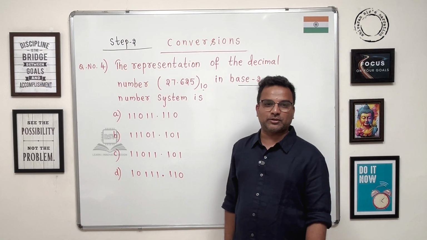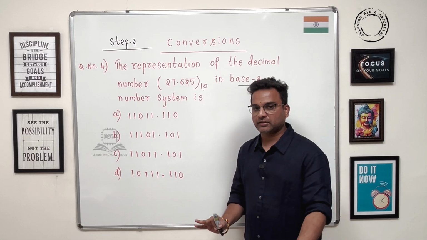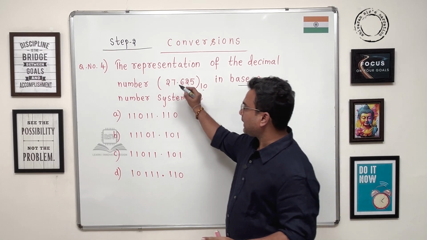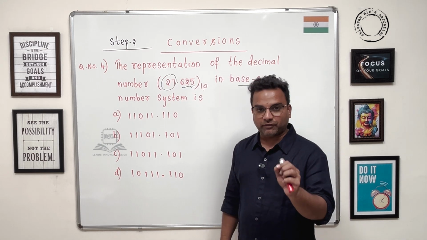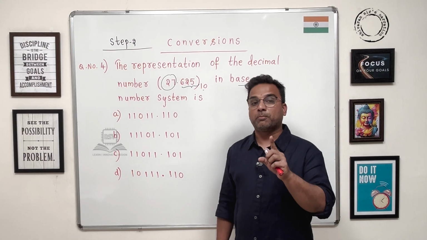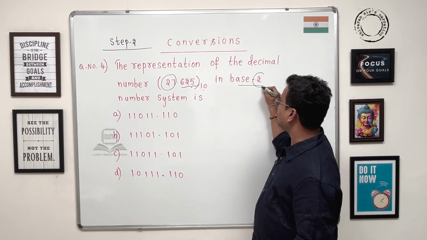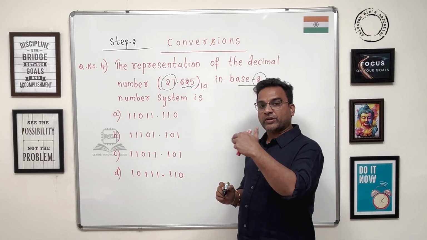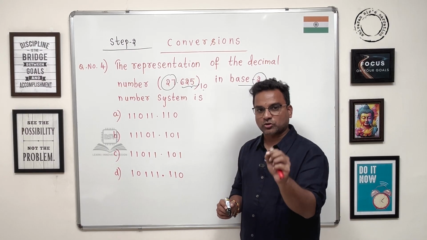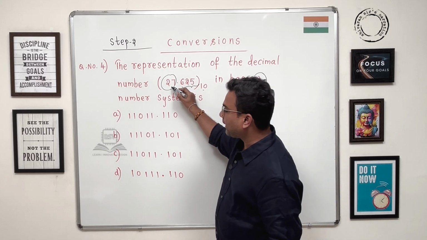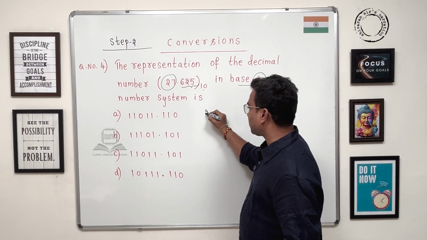What is another name for the base 2 number system? Binary. Right? Now the procedure is like this: this is the integer part and this is the fractional part. We need to divide the integer part and we need to multiply the fractional part with the radix value. So to which number system are you going? Base 2. The radix value is 2. So with that 2, you need to divide the integer part.